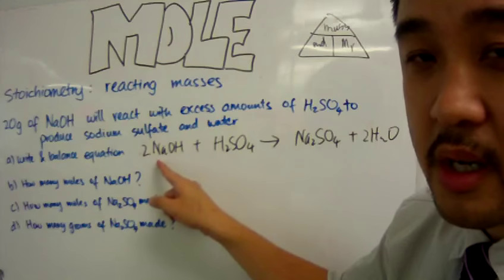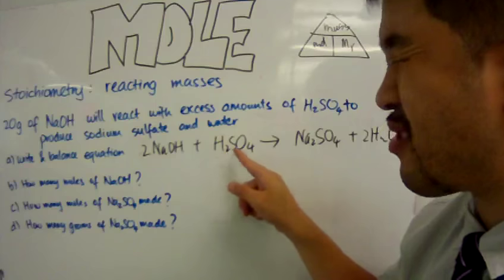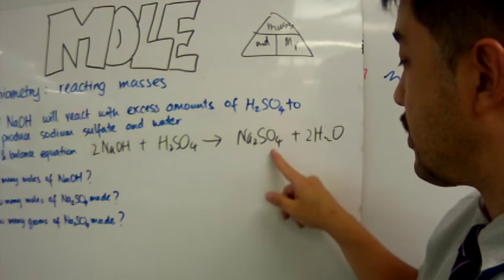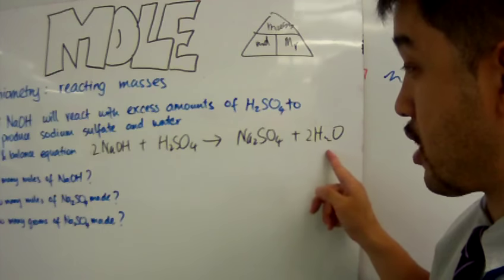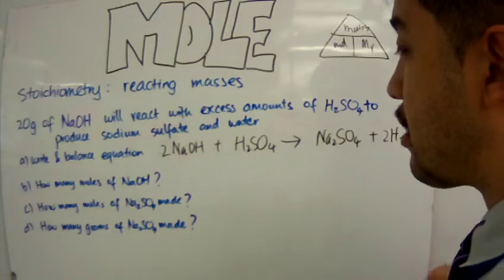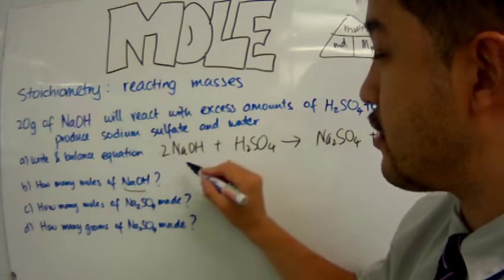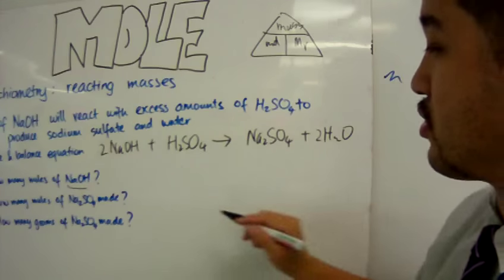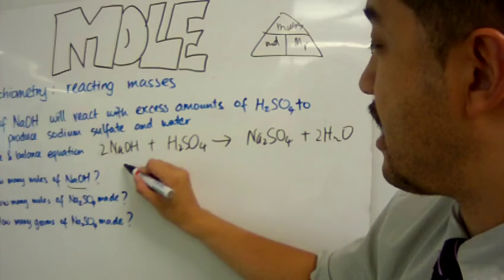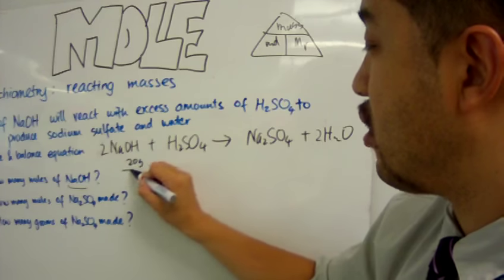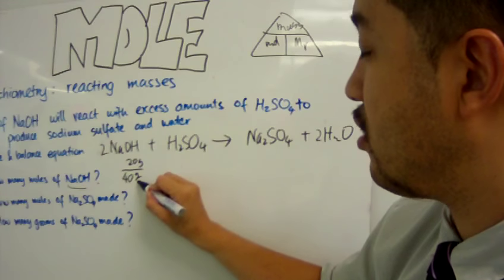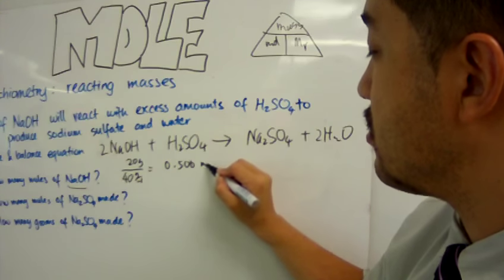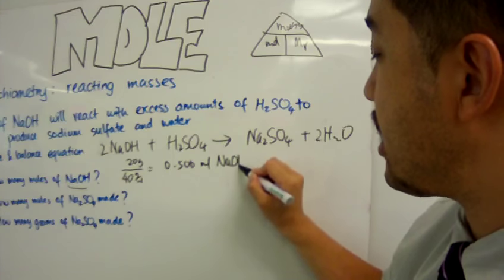So, balance the equation. There you go. 2 moles of sodium hydroxide will react with 1 mole of sulfuric acid to give me 1 mole of sodium sulfate and 2 moles of water. Okay, so how many moles of sodium hydroxide would I have? Well, again, using this mass triangle relationship between mass and moles, I would say that I have 20 grams over 40 grams per mole of sodium hydroxide, which gives me 0.5 moles of NaOH.